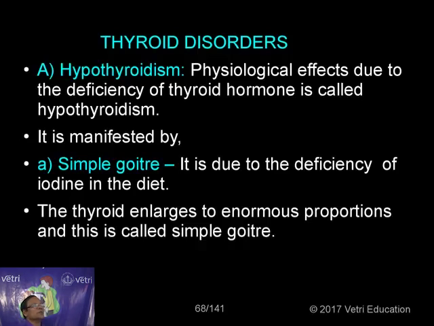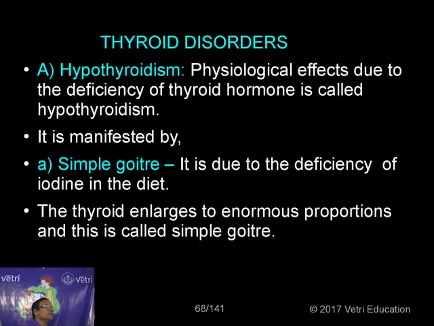The glandular tissues are replaced by what we call the fibrous tissues of the gland. So the gland enlarges to enormous proportion. That is called a simple goiter. The simple goiter is due to the deficiency of iodine and the enormous growth of the gland due to the hypertrophy, increased activity without raw materials.